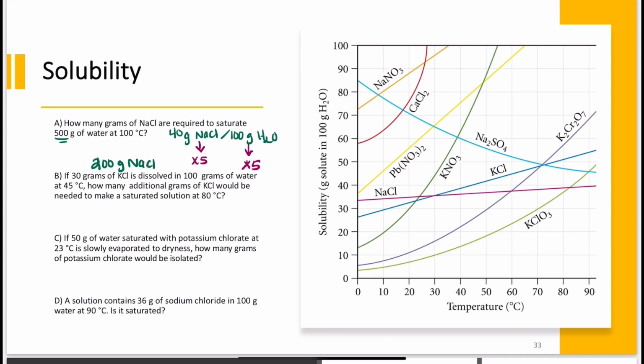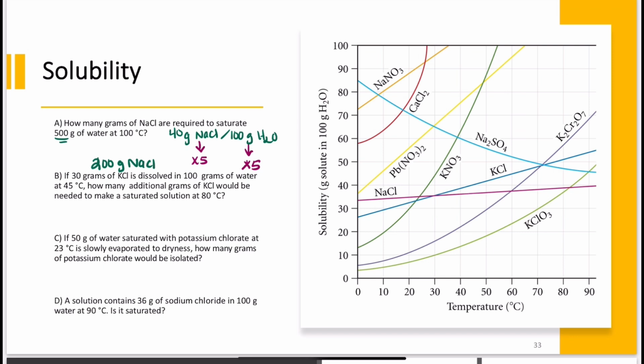Second question: if 30 grams of KCl is dissolved in 100 grams of water at 45 degrees C, how many additional grams of KCl would be needed to make a saturated solution at 80 degrees C? Well, here's the tricky part. That 30 grams of KCl in 100 grams of water at 45 degrees C is only slightly important. It's important that I understand I already have 30 grams in solution, but that 45 degrees Celsius is useless information. What I'm really asking here is how many grams of KCl are required to saturate the solution at 80 degrees C. So that's where I need to focus my energies.